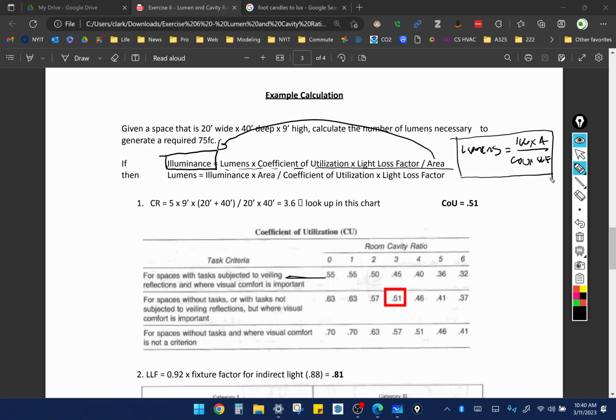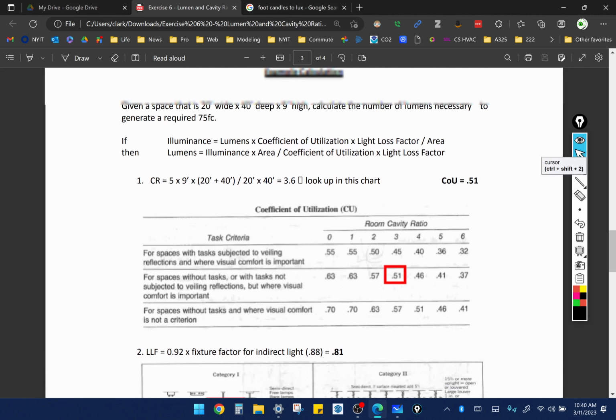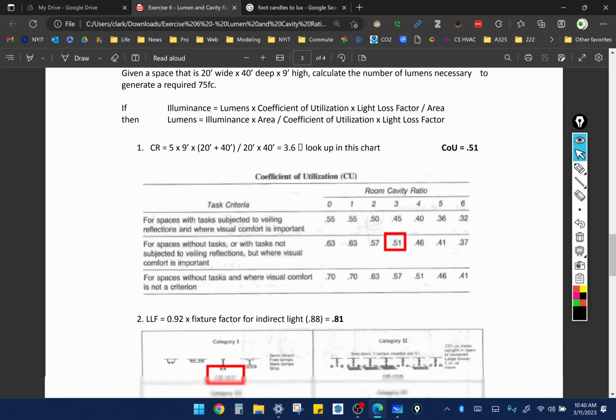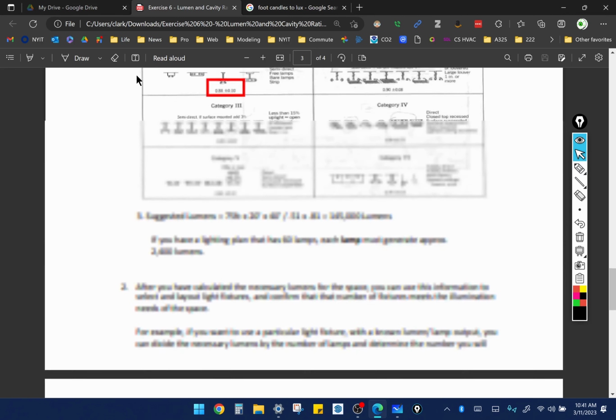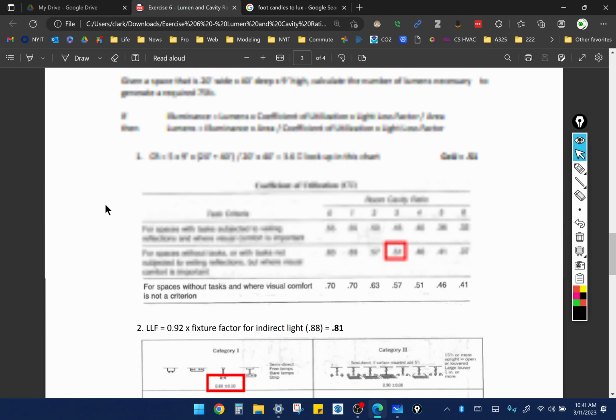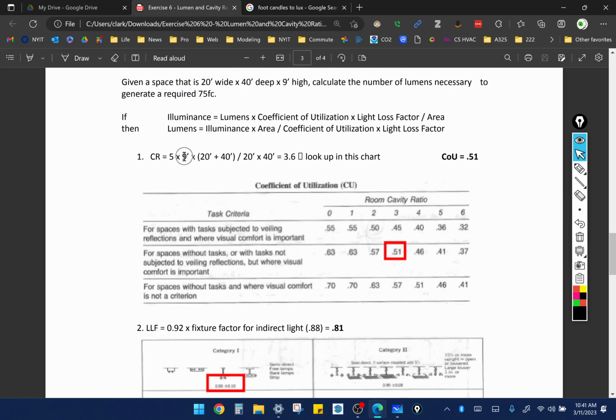So this is our actual equation. And if we look at, so here's their example. They're saying if we're in a room that has a geometry of 9 feet for a height, 20 by 40 for a width. Well, we're actually up here. And we've already looked up that our space needs 75 foot candles in illumination. We calculate our cavity ratio with our equation for cavity ratio, come up with 3.6. We choose the second task criteria.